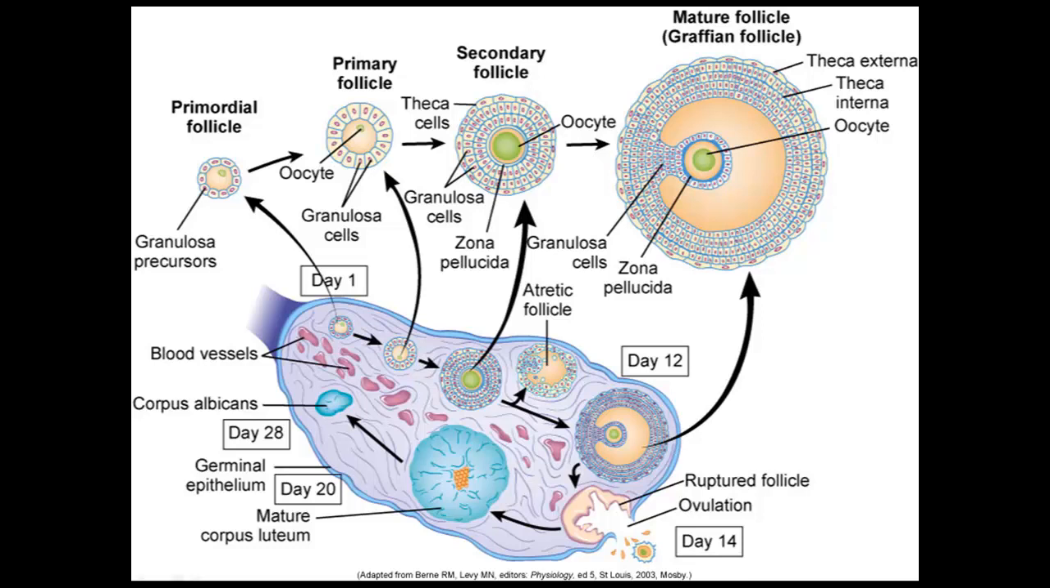This slide is showing the progression that occurs with the follicle as it starts to mature, as it starts to develop during the patient's menstrual cycle. So you see the mature follicle, and then as we move further on, hopefully it's going to become fertilized and develop into a fetus.